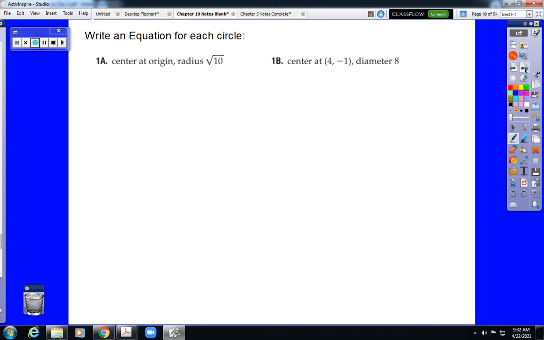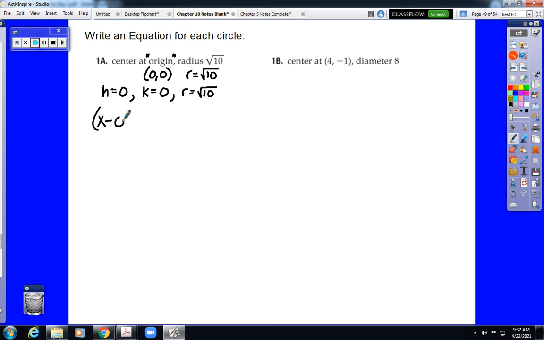In example 1a, we are told the center is at the origin and the radius is the square root of 10. Well, hopefully we all know that the origin is the point (0, 0). That's what origin means. And the radius, being the square root of 10, might throw you off briefly, but it shouldn't be too much of a problem. So we have h equals 0, k equals 0, and r equals the square root of 10.